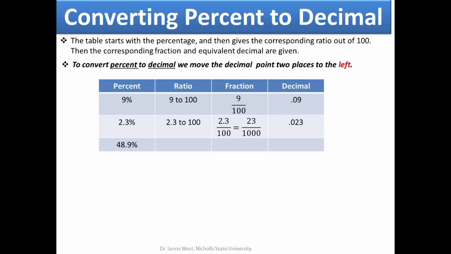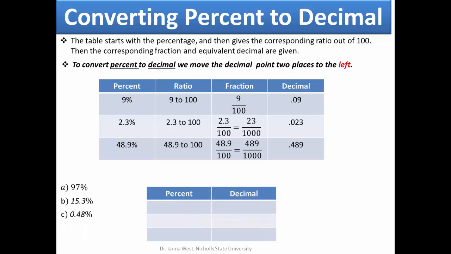Our last illustration is 48.9%. We can write that as 48.9 to 100 as our ratio. Then the equivalent fraction would be 48.9 over 100, which can be written as 489 over 1,000. This will give us the equivalent decimal 0.489, which is read 489 thousandths, since the 9 is in the thousandths place.